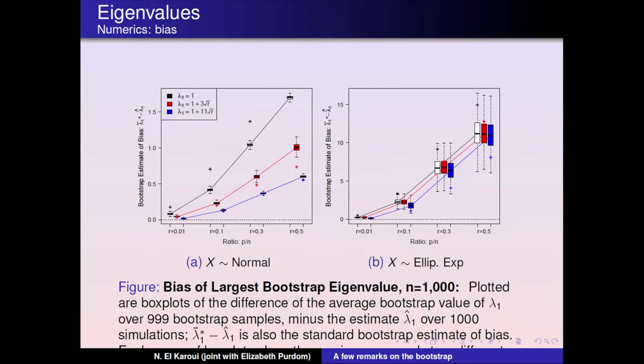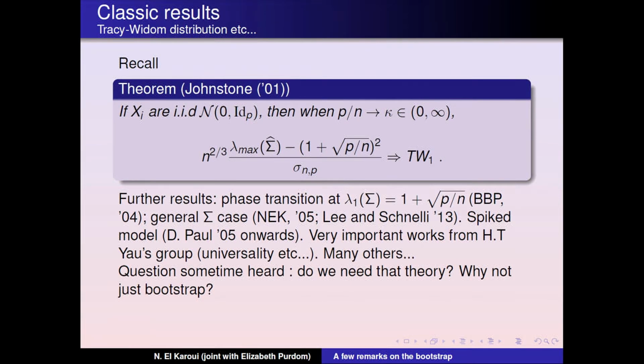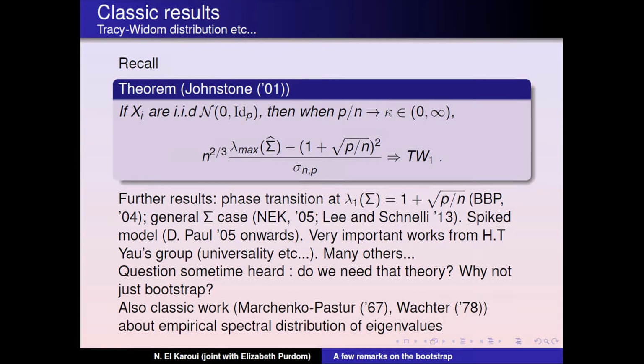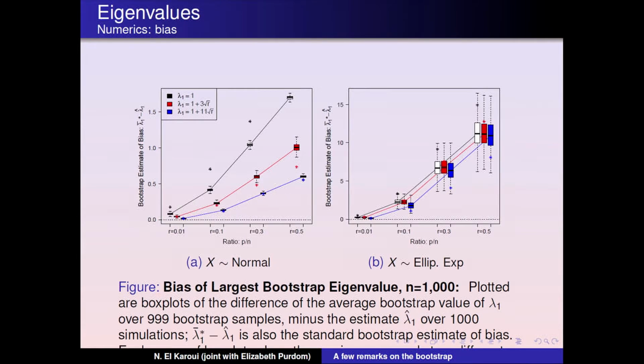So here's how the bootstrap behaves. If I go here, you see I have bias, right? Because in this null case, the top eigenvalue converges to 1 plus square root of P over n, squared, and the truth is 1. Okay, so these stars here are basically the true bias. Okay, I have 3 models, lambda 1 equals 1, a bit beyond the phase transition, 1 plus 3 square root of P over n, and a lot more beyond the phase transition, 1 plus 11 square root of P over n. Okay, so the bias is the star.